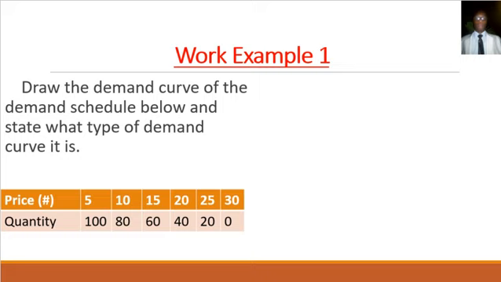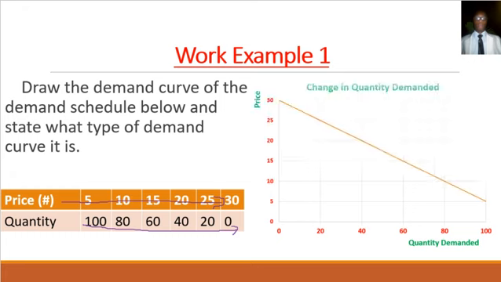Now let's see how you can draw it. You are given prices from 5 to 35 and quantity demanded from 100 to 0 units. Of course, your graph is supposed to look like this. That means at 30 you demand 0. You plot it and have your coordinate there. Then at 25, 20 units were demanded. You also join and have your coordinates.